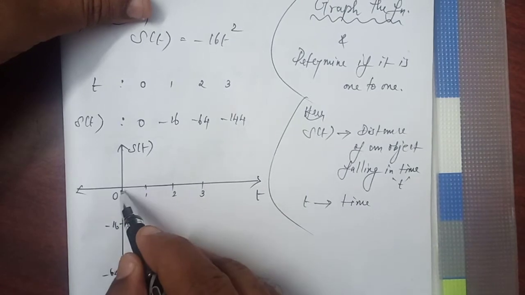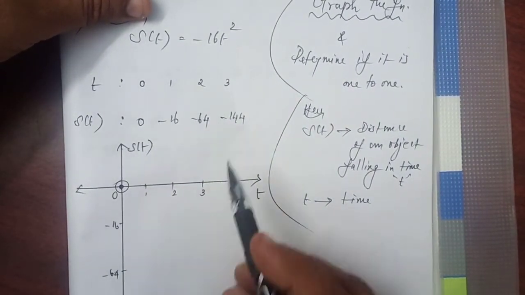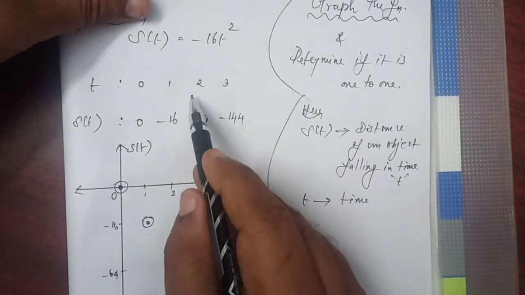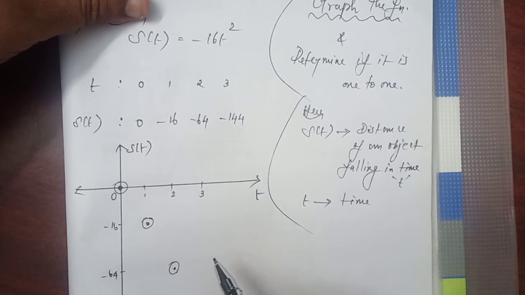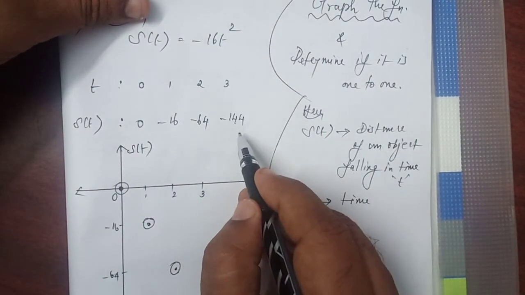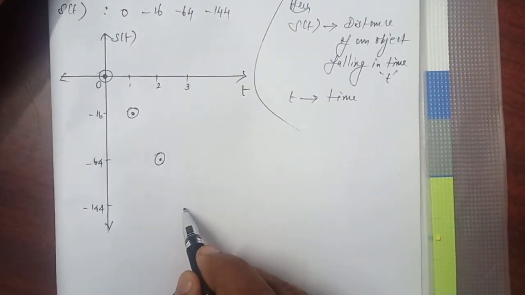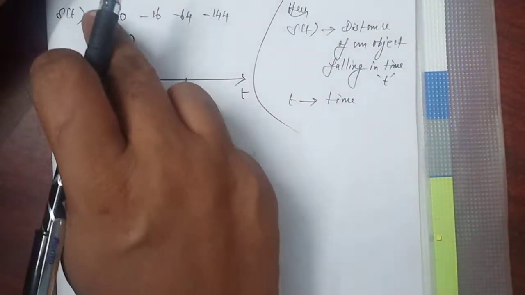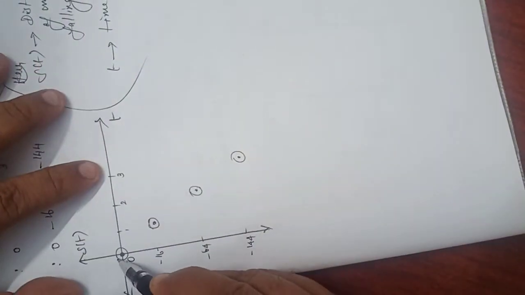First point 0, 0. Second point 1, minus 16. Third point 2, minus 64, with 2 on the x-axis and minus 64 on the y-axis. Next one 3, minus 144, with 3 on the x-axis and minus 144 on the y-axis. So join all the points.